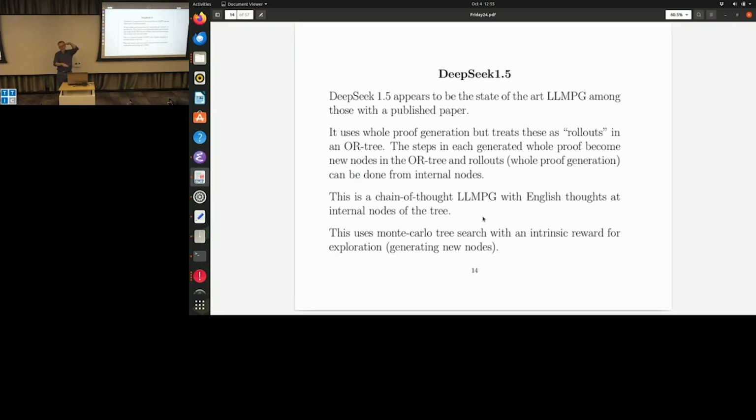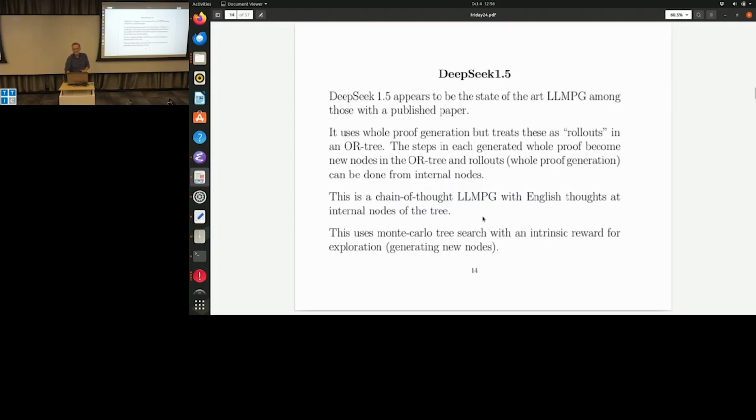In Monte Carlo tree search, you grow a tree one leaf at a time by starting at the root and descending into the tree, trying to follow good moves until you reach a leaf and then grow that leaf. And then you go back to the root and do it again. And that's how AlphaZero works. They use Monte Carlo tree search, and they also put English thoughts in every node.